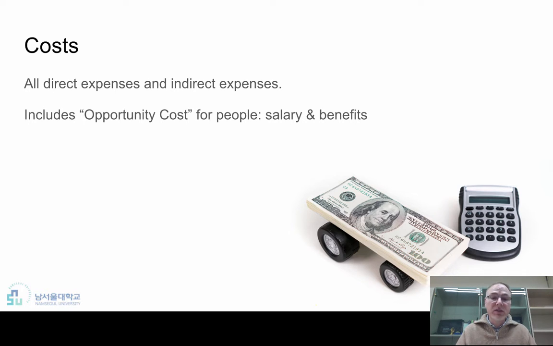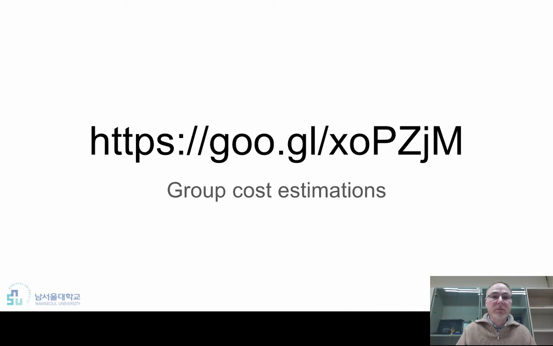So your costs include all of your direct costs, like the cost of materials, and indirect costs like rent and space, any sort of licensing that you have to go through, all of those things. But your opportunity cost is also accounted for in the cost analysis. So if you want to go back and take another look at the cost estimates that you created as a group, here's the URL for you to do that.